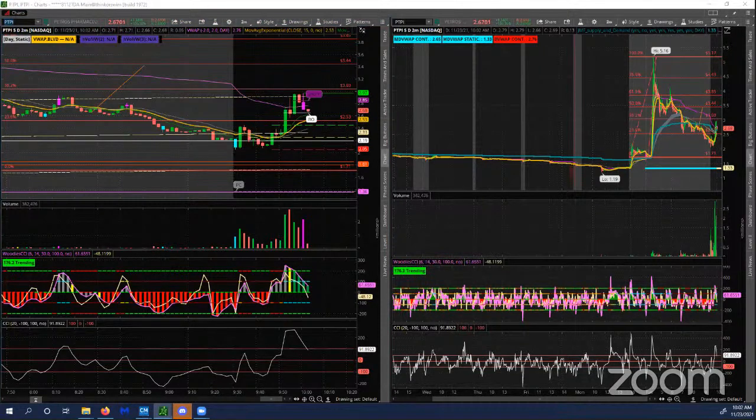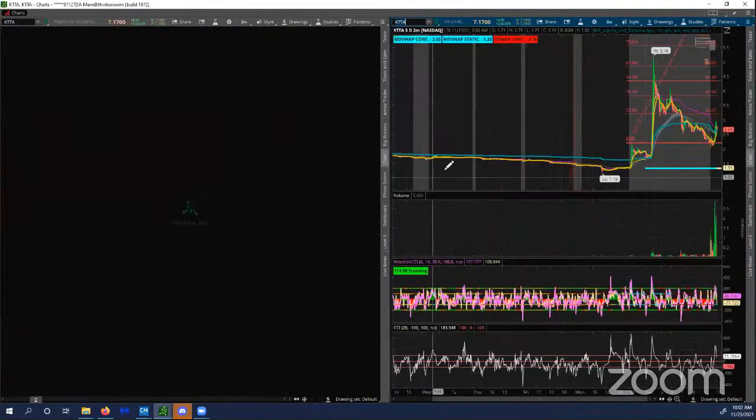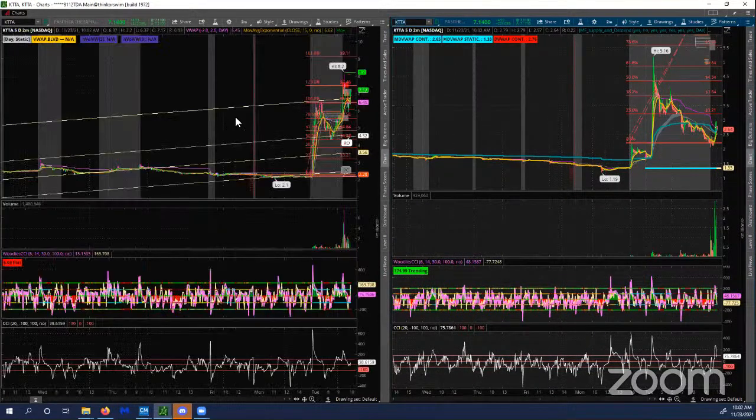Is that one on my grid? Yep, and it went right to that control body and went right to those triple wicks. So that's target number 2.